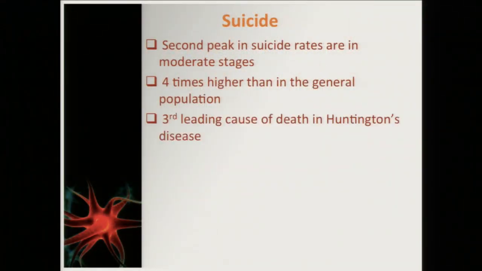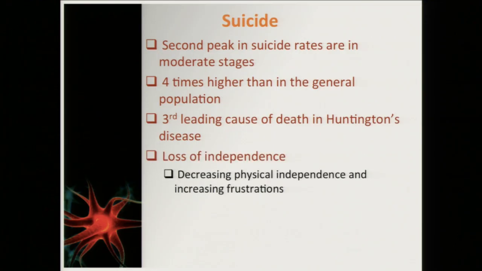Now, what do you guys think this all leads to? You have a loss of independence, loss of driving, loss of gainful employment, perhaps progression of psychiatric and motor symptoms, and difficulty with speech leading to frustration. So this is where we see the second peak in the suicide rate, in moderate stage disease. It's actually 4 times higher than in the general population. Some of the psychiatric literature actually quotes rates as high as 10 times higher than the general population. It is the 3rd leading cause of death in Huntington's disease, and this is a shame. Again, loss of independence, physical independence, increasing frustrations, loss of driving, loss of employment.